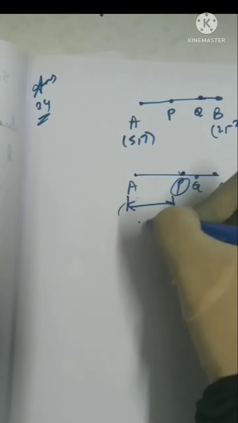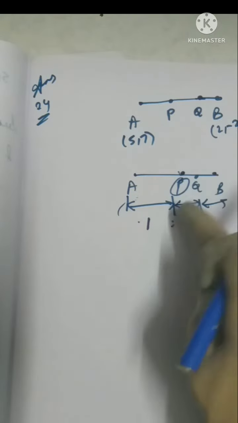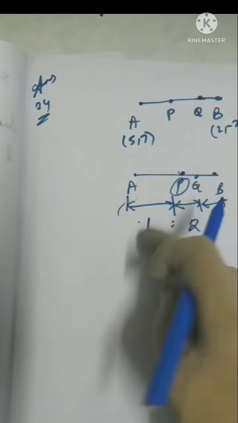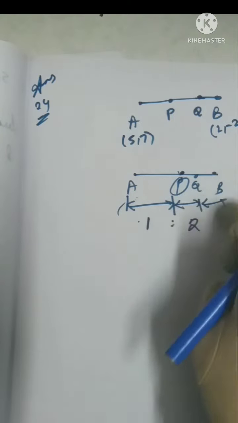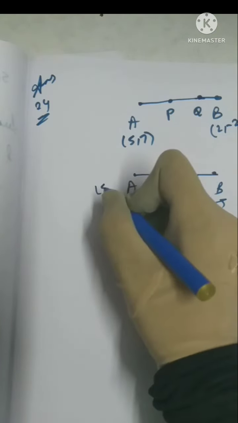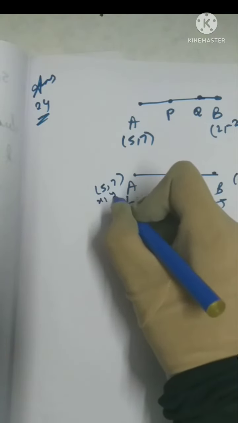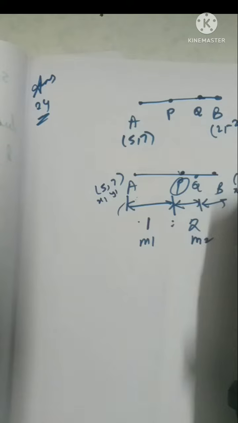So what is the numerator we'll have? 1 part is to, how many parts are there after P? PQ and QB. That is, there are 2 more parts. So 1 plus 1 is how much? 2. So what is the ratio for P? 1 is to 2. So this will be m1 and this will be m2. And what are the coordinates we have? 5, 7 and 2, -2. This will be x1, this will be y1, this will be x2 and this will be y2.